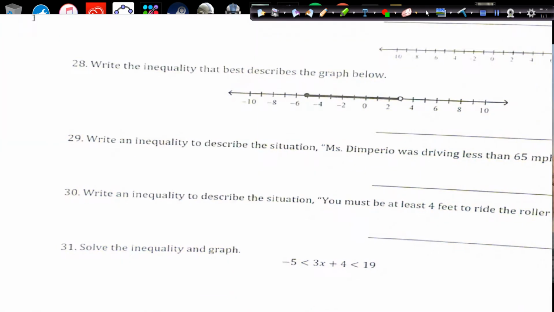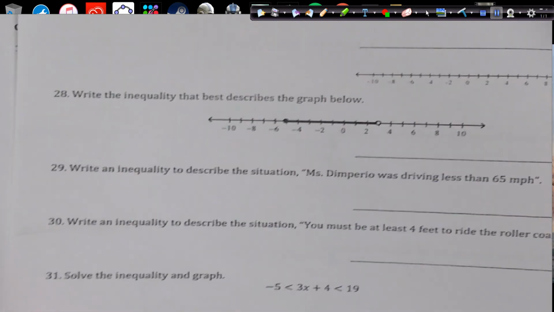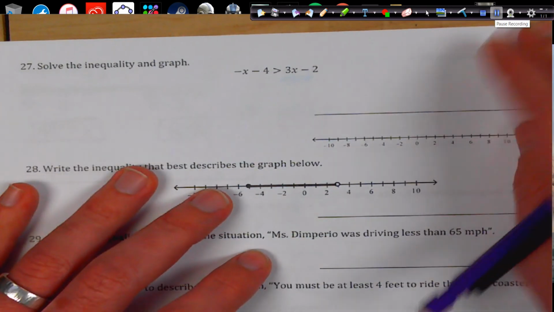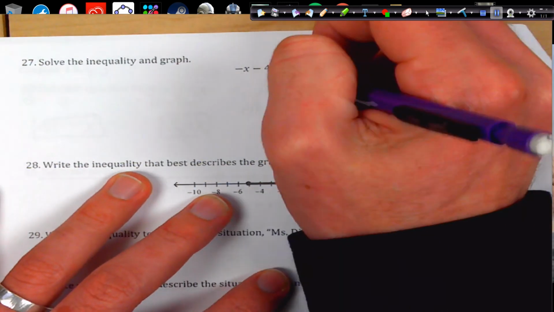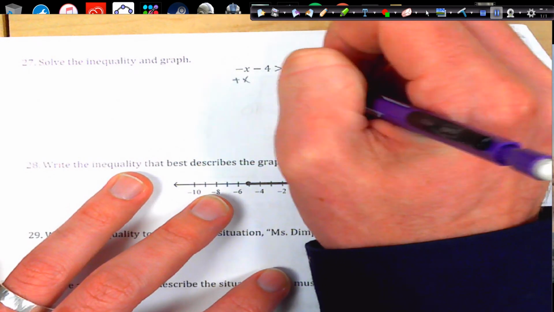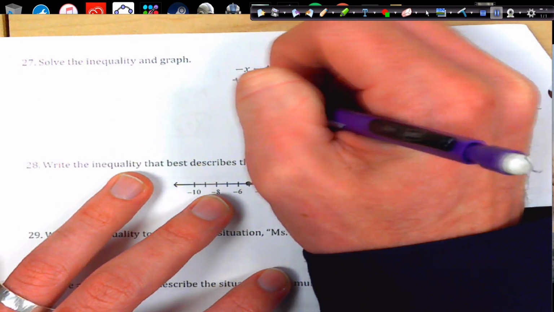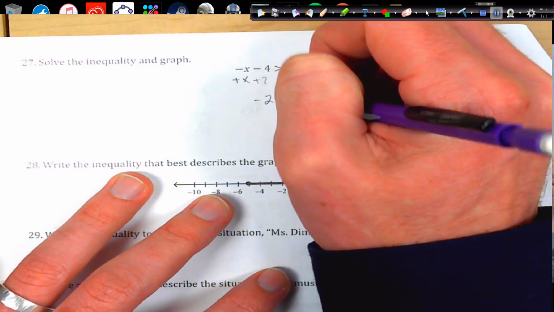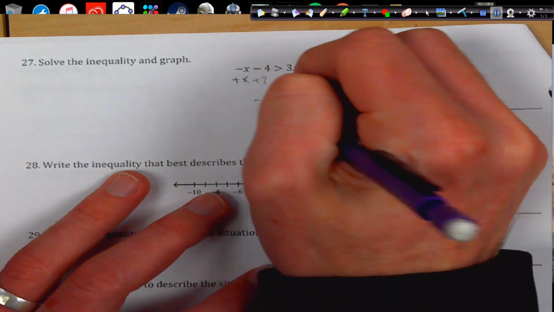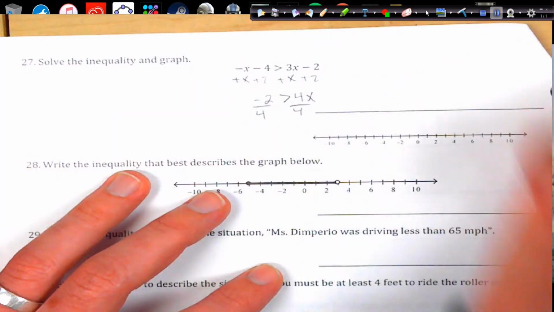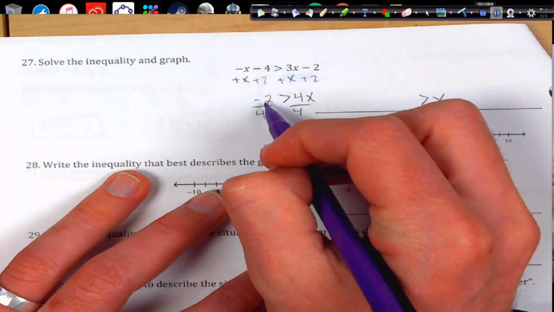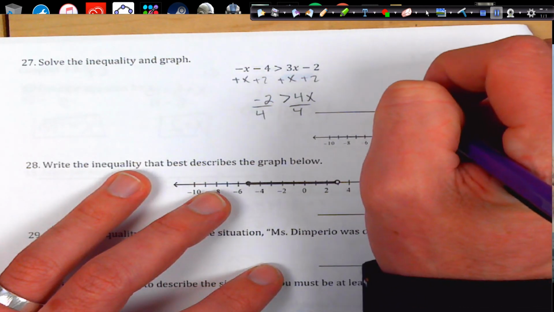Okay, moving along. All right, solve the inequality and graph. Okay, again, same type of deal. Negative x is the small guys, so we're going to add x over. I'm going to add the 2 at the same time, so we get negative 2 less than, and this is going to become 4x. And divide by 4, and a lot of people will get 2 here. That's not correct. Okay? This is going to be 2 over 4. That's actually going to be 1/2.